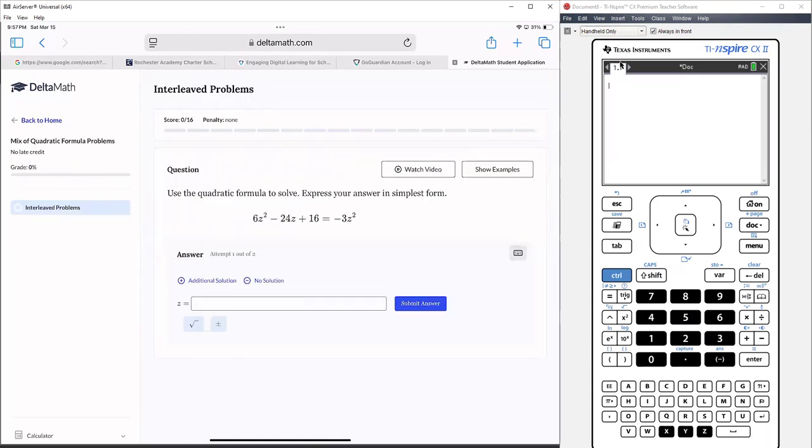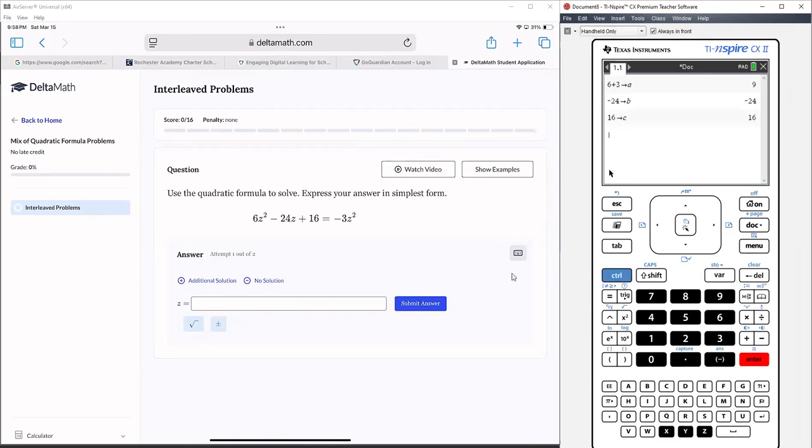All right, so I've got this 6z squared minus 24z plus 16 equals a negative 3z squared. So I know I got to move this 3z over. So I'm going to go ahead and store that into a. I'm going to do it all in one step. So that's going to be 6 plus 3, and I'm going to store that into the letter a. Boom, done. The b is going to be a negative 24. I'm going to store that into b. That's done. And then I'm going to take 16 and store that into c.